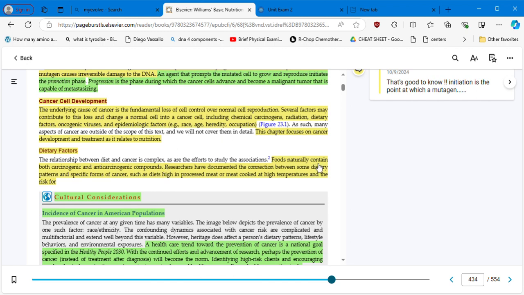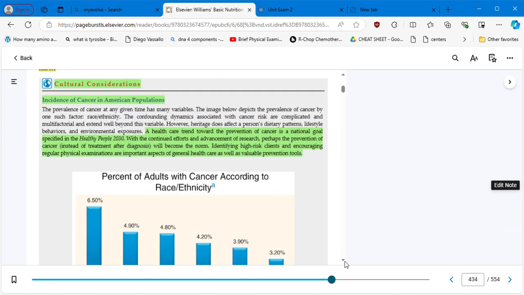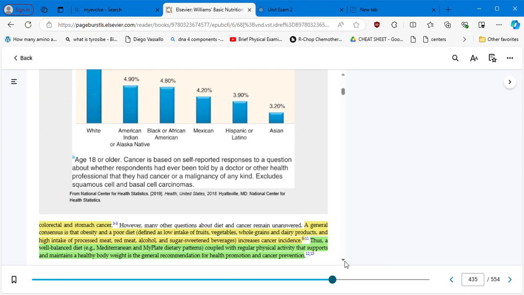Oh wow! Foods naturally contain carcinogenic and anti-carcinogenic compounds. Researchers have documented the connection between some dietary patterns and a specific form of cancer, such as a diet high in processed meat or meat cooked at high temperatures, and the risk for colorectal and stomach cancer. What is an example of that?